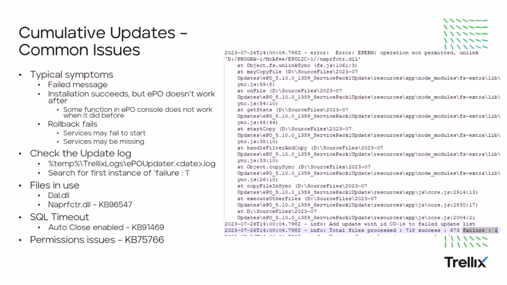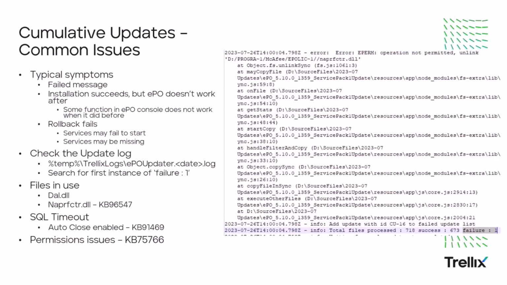It's naprf.ctr.dll. Now this is our performance counter DLL. This is not updated in most CUs, but when you install Service Pack 1, it does update that DLL, or it tries to. A lot of customers are using the Windows performance counters, so the Windows performance counter services are running and they could be locking that file. If those services are locking that file, we won't be able to update. The updater will fail and then we'll roll back.